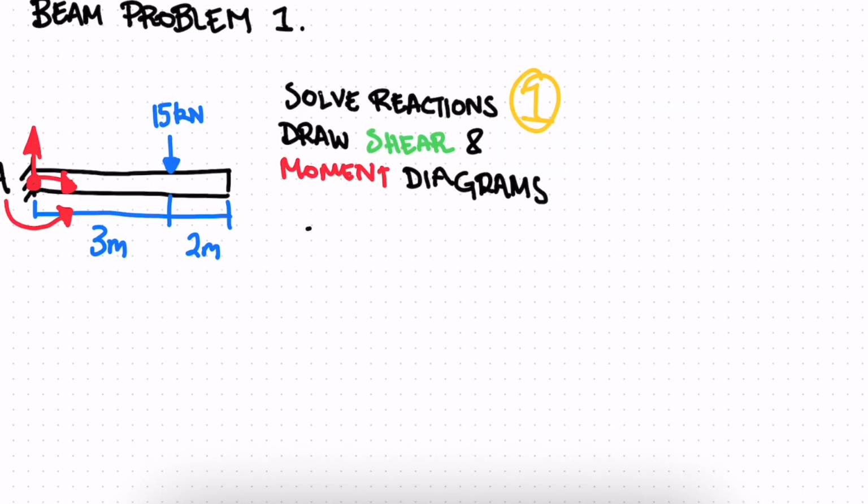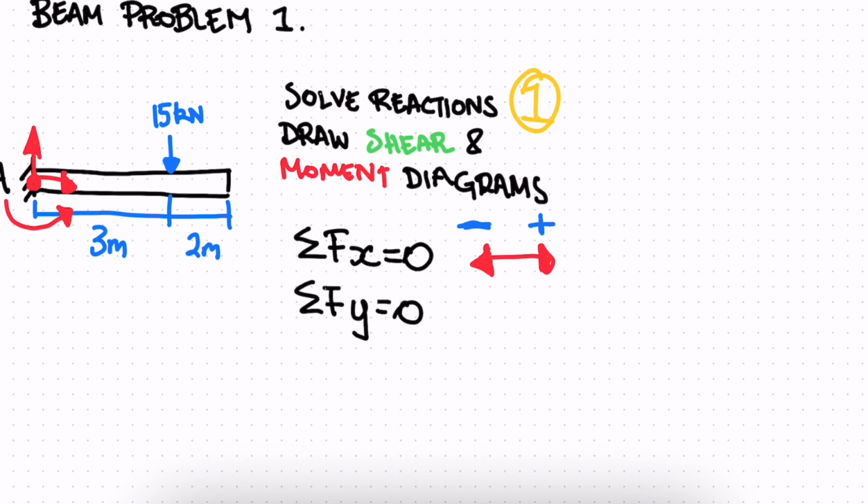So we have sum of forces in the X direction is equal to 0. Any forces acting to the left will be negative and any forces acting to the right will be positive. Then we have sum of forces in the Y direction is equal to 0. Any forces acting in the upwards direction we can say is positive, and any forces acting down, negative.